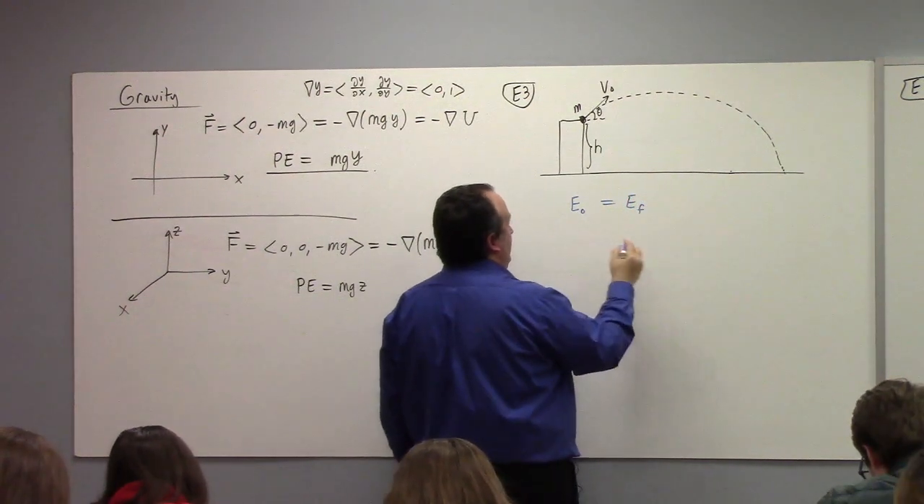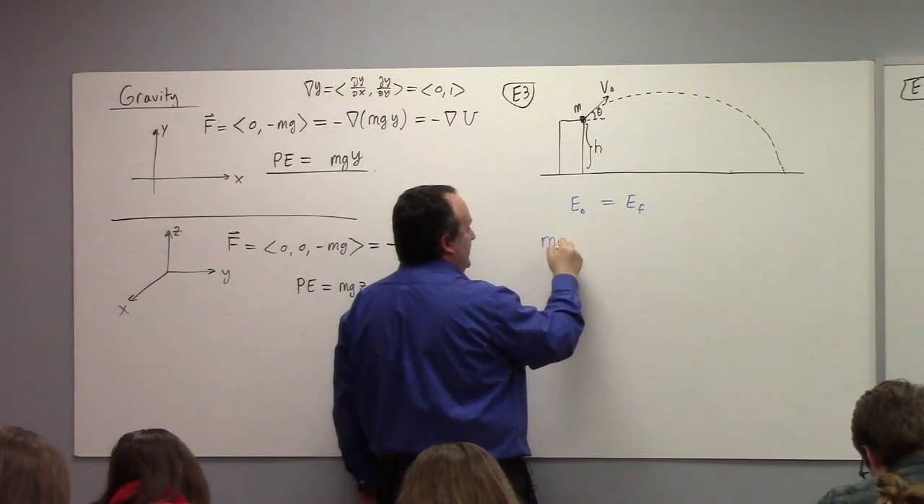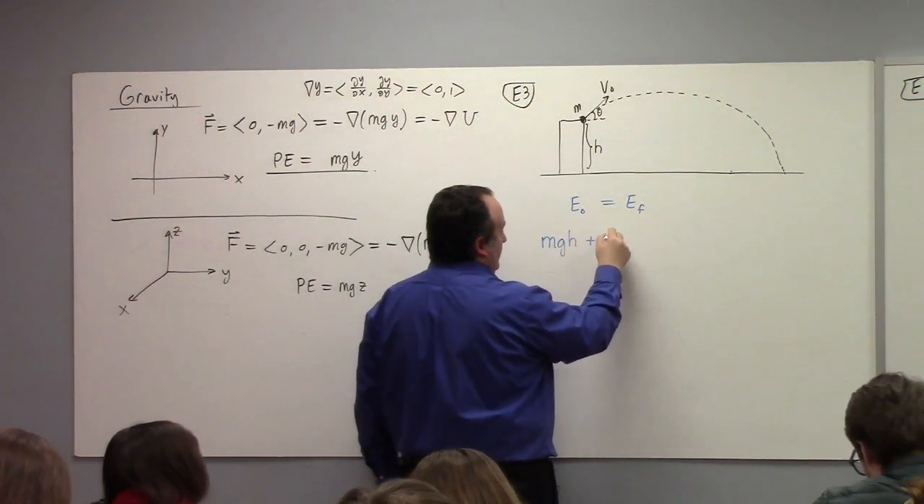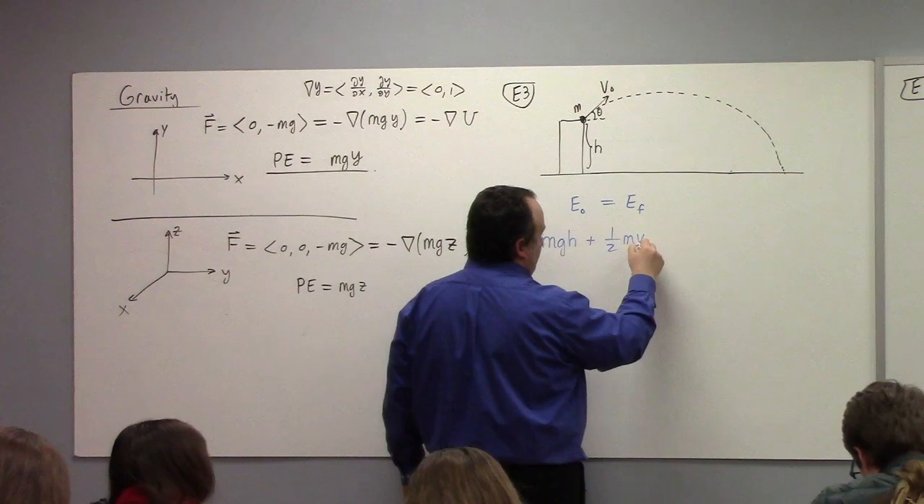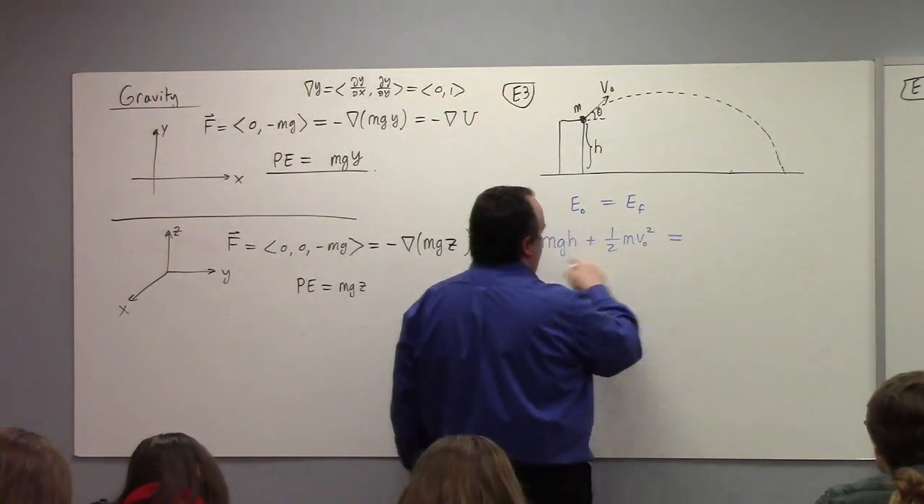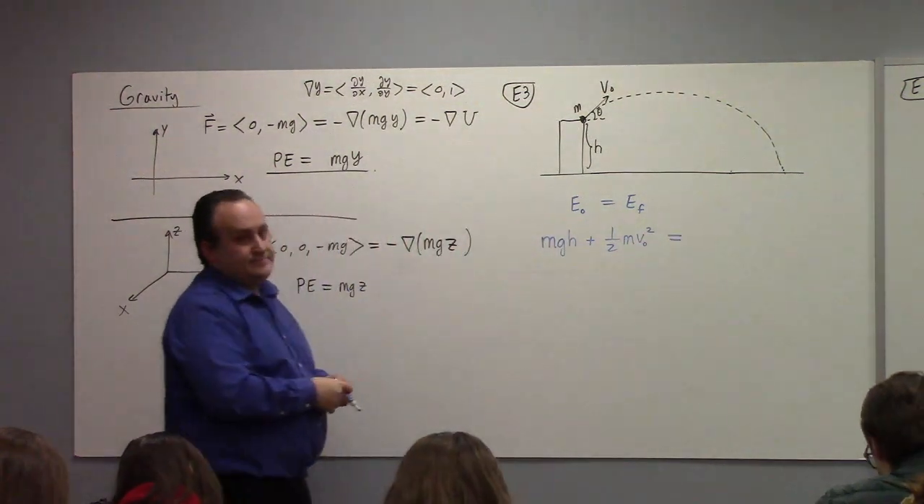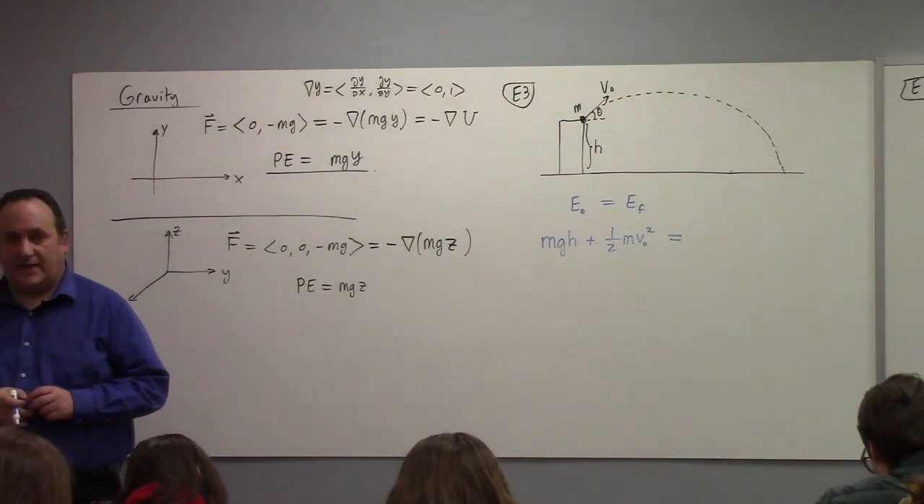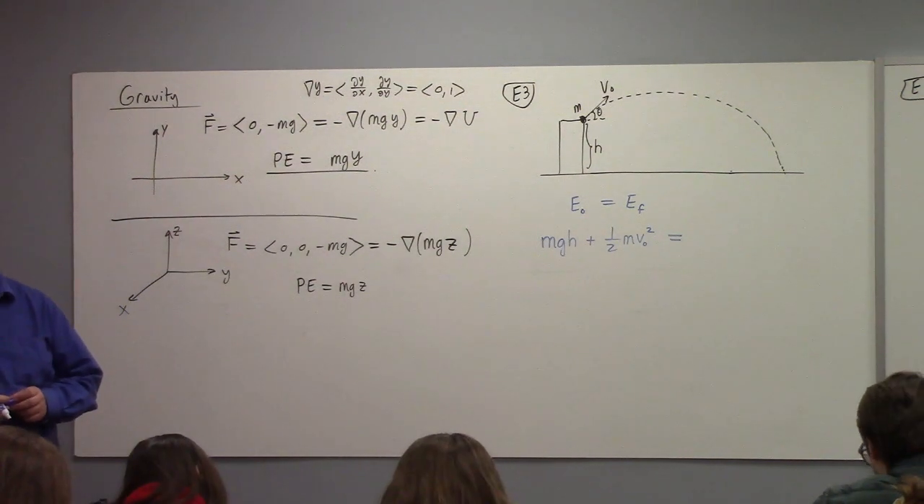What's the energy at the beginning? Well, the energy at the beginning is mgh, that's my potential energy, plus 1/2 mv0 squared. So that's my initial energy at the moment we fire the cannon or launch the water balloon.